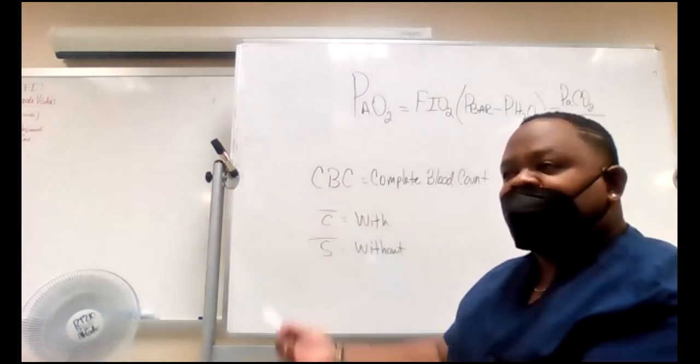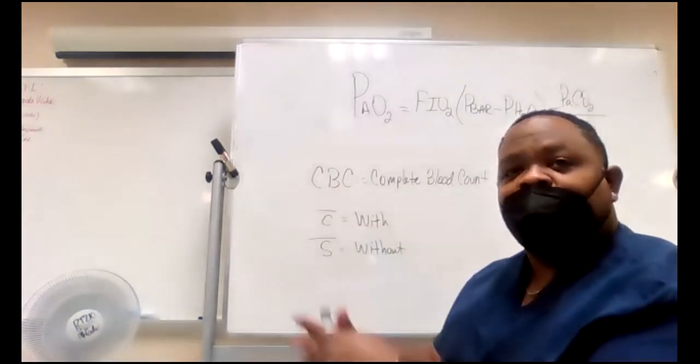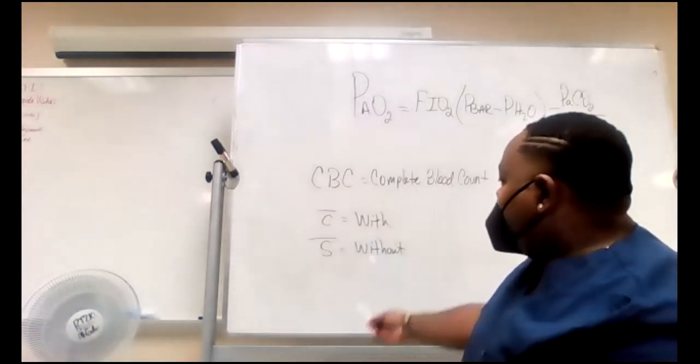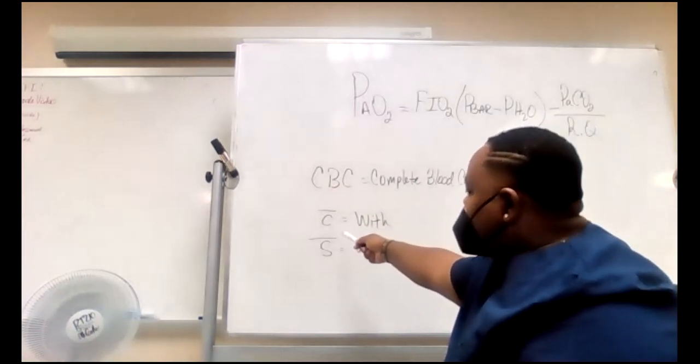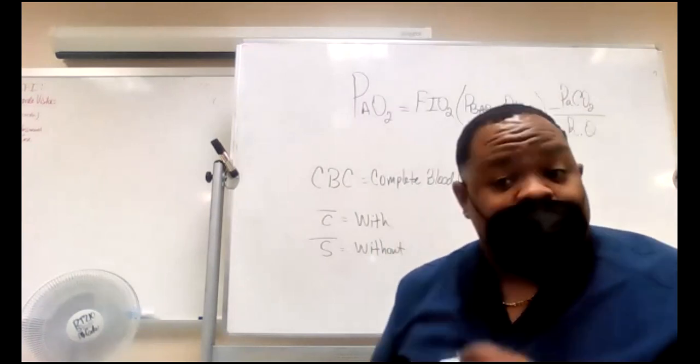They want to know all of the different cells that are in the blood. Basophils, eosinophils, and all that kind of stuff, right? And then the C with the line on top means with. S with the line on top means without.